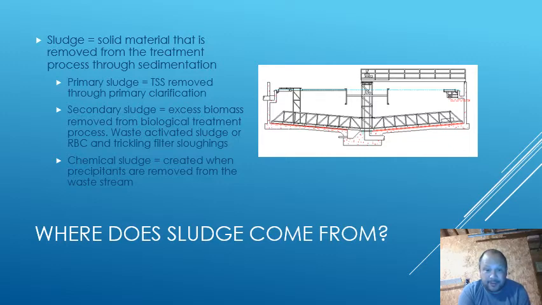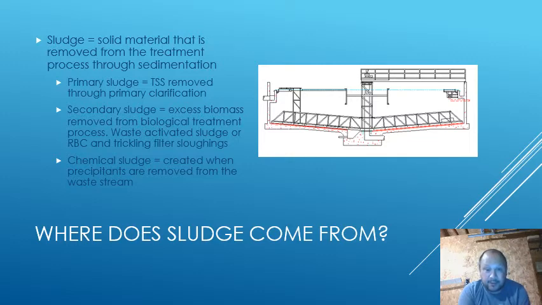When we talk about secondary sludge, we're talking about usually excess biomass, those microorganisms that we use in the treatment process. Of course, when we get too many of them, we need to remove some. In the activated sludge process, we'd be talking about waste activated sludge.